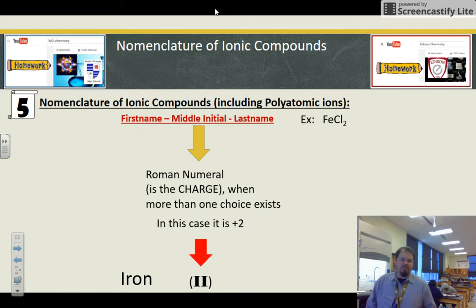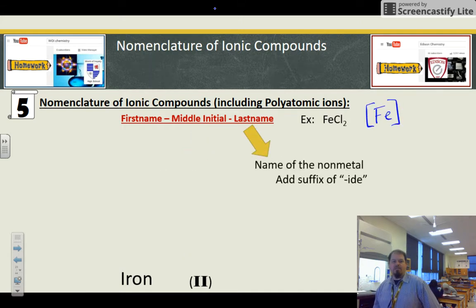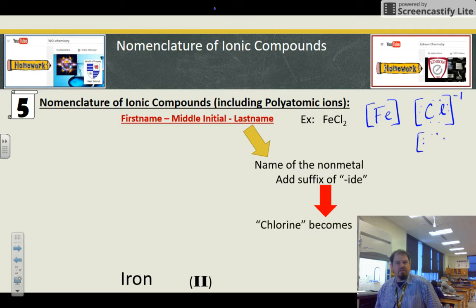And then the last piece is to take the last name, which is the nonmetal. The nonmetal is going to end in the suffix "-ide", like we did in the lab. We had to name all the chlorides. So the chlorine, I'm going to lose the E, and it's going to become chloride.